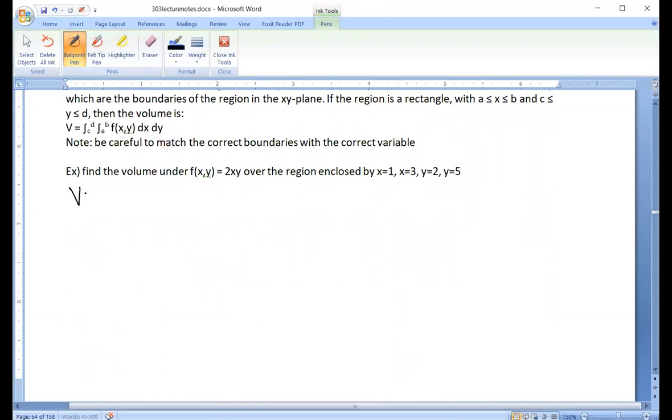So what do we do? We just say the volume equals, now again, note that as we mentioned, at the moment it doesn't matter which way we set up the integral. So I'm going to set it up in the following way. Integral from 2 to 5, integral from 1 to 3, here's my function 2xy, integrating dx dy. So x is going from 1 to 3, y is going from 2 to 5. But again, we could have done it the other way.